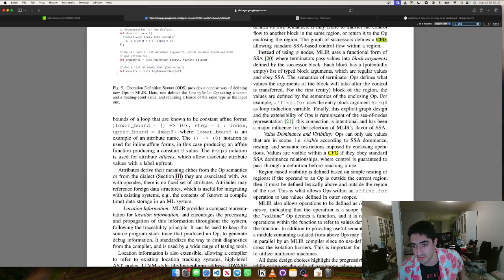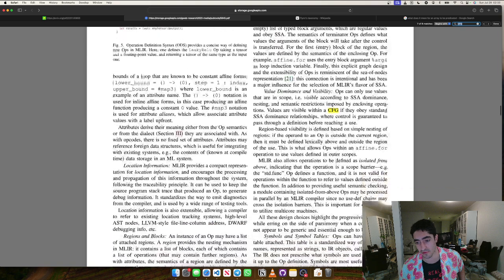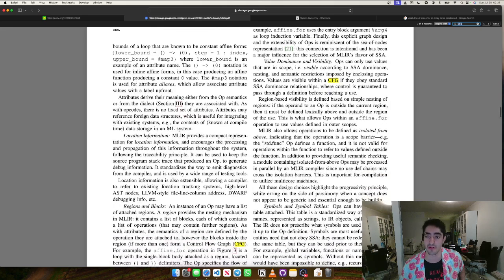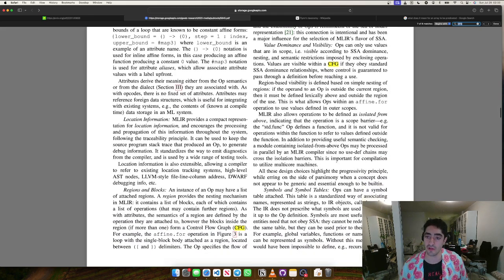Value dominance and visibility. Operations can only use values that are in a scope, visible according to SSA dominance, nesting, and semantic restrictions imposed by enclosing operations. Values are visible within a CFG, control flow graph, if they obey standard SSA dominance relationships, where control is guaranteed to pass through a definition before reaching a use.